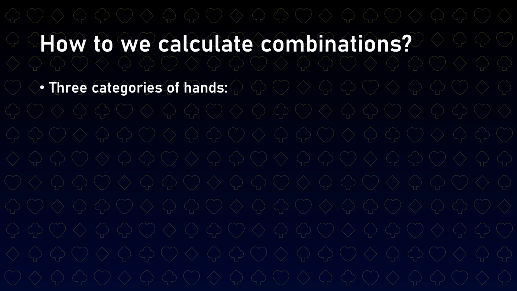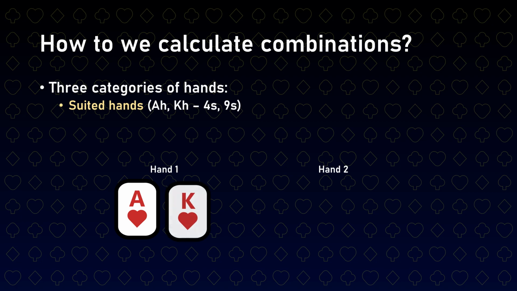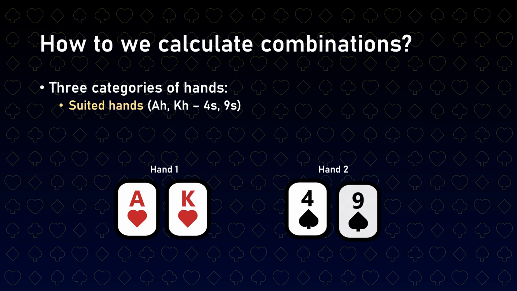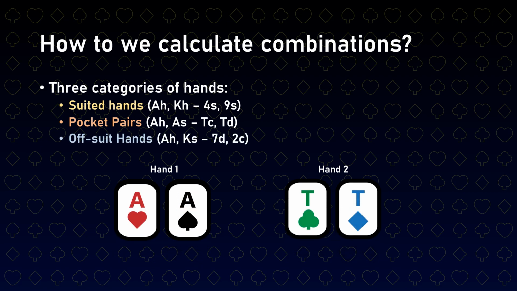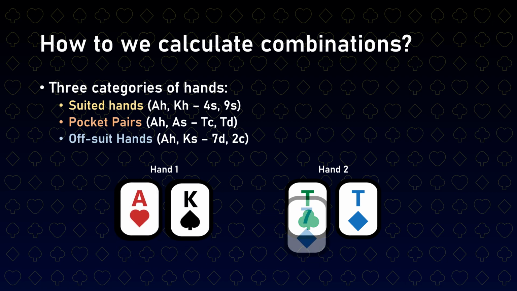We can categorize our hands into three specific types. The first type is suited hands, such as ace of hearts, king of hearts, and four of spades, nine of spades. The second type is pocket pairs, such as ace of hearts, ace of spades, or 10 of clubs, 10 of diamonds. The third and final category is offsuit hands, such as ace of hearts, king of spades, and 7 of diamonds, 2 of clubs.